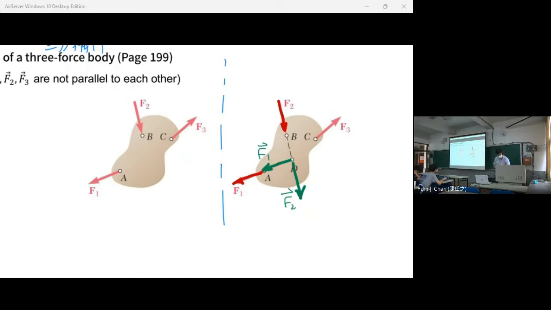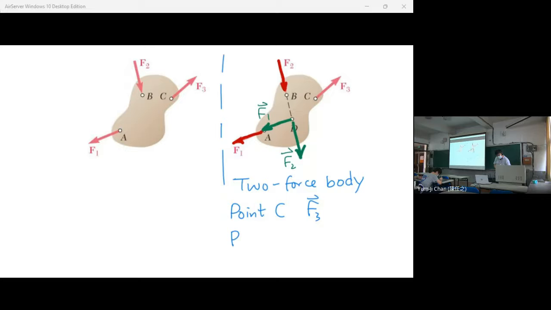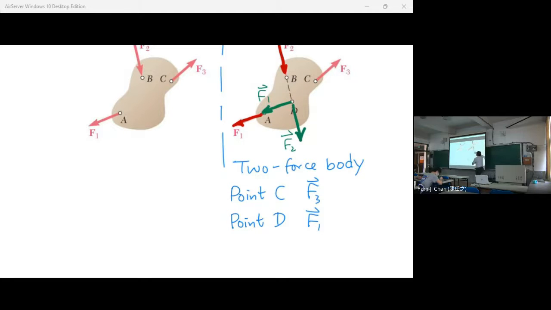So what do we have now? We have a two force body. With point C, we have F3 acting on point C, and what do we have acting on point D? We have F1 acting on point D, and anything else? F2, okay?